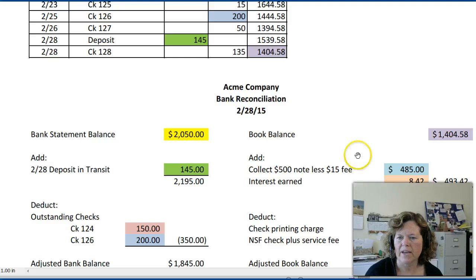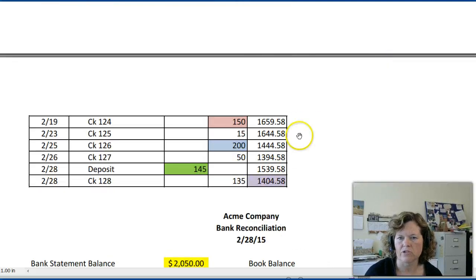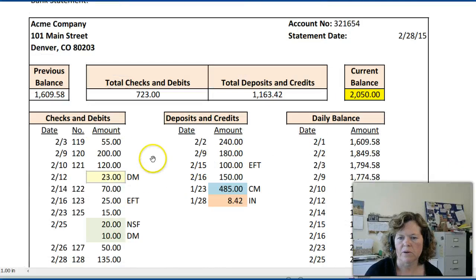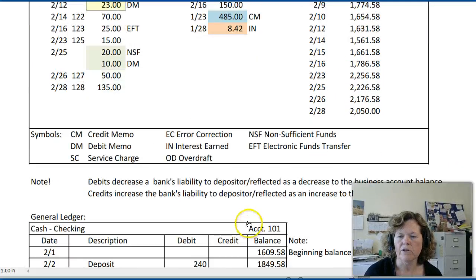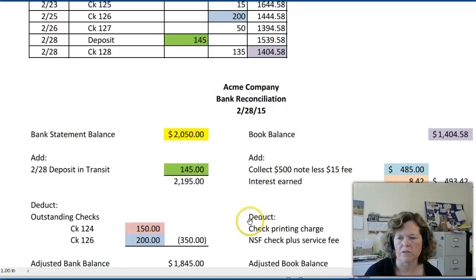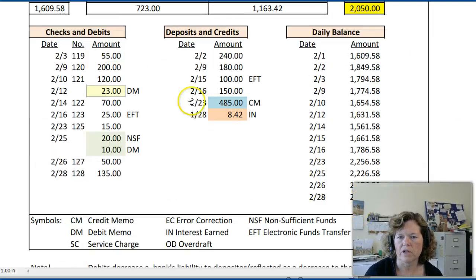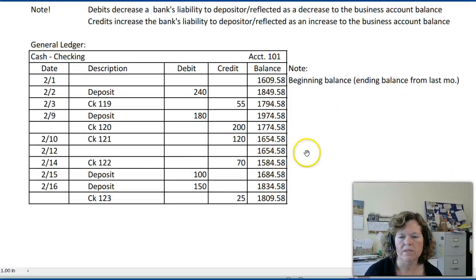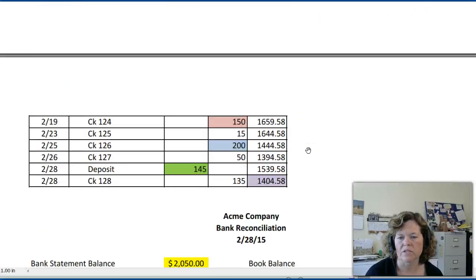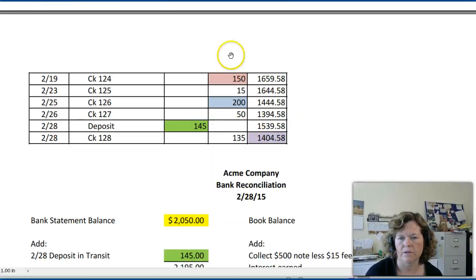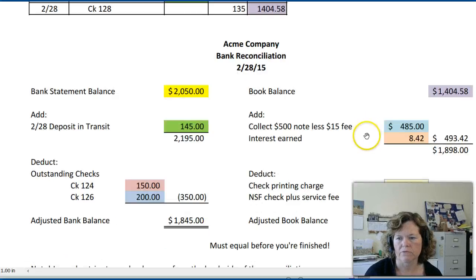That's what's on our books right now. Then we have to compare what's sitting in our general ledger, all these items, to what's shown up here on the bank statement. There are a few items that are not recorded on our books, so we need to account for that. The first item is the bank collected a $500 note receivable less a $15 collection fee. That $485 is shown here on the 23rd, but it's not on our books anywhere. We just didn't know about it. The bank collected it and we didn't receive word by the end of the month.